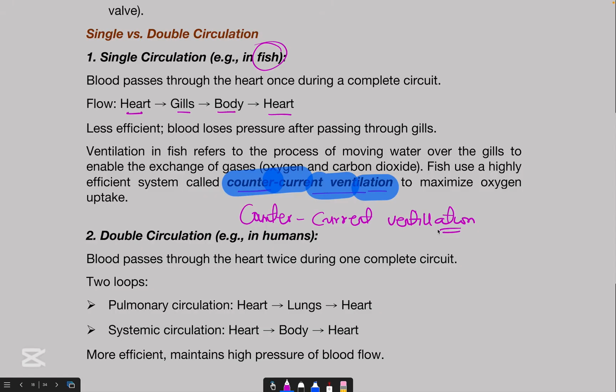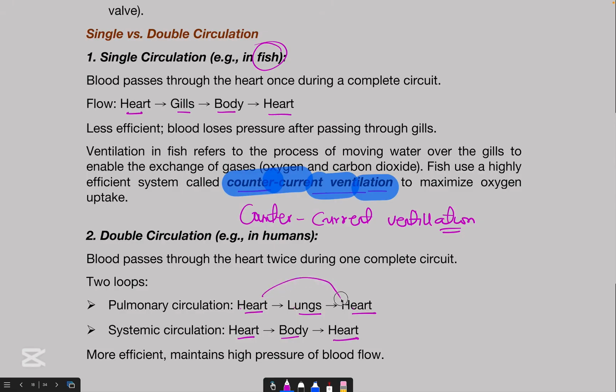The one in humans is double circulation. Now, in double circulation, blood passes through the heart twice during one complete circuit. Remember, we said we have pulmonary circulation. The blood reaches the heart, from the heart to the lungs, and then back to the heart again. Are you getting it? Heart to lungs, back to the heart. Then systemic circulation, from the heart to the what? Body, and then it goes back to the what? Heart again. So in this one, blood flows at least twice through the heart in one circuit.